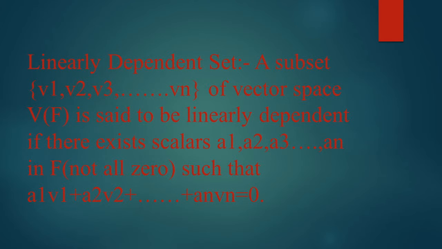Next is the definition of the linearly dependent set. If we take a subset {v1, v2, v3, ..., vn} of vector space V, then this set is said to be linearly dependent if there exist scalars a1, a2, a3, ..., an in F, not all zero, such that a1 v1 + a2 v2 + ... + an vn = 0. So these vectors are said to be linearly dependent if their linear combination is 0 but the scalars are not all 0.